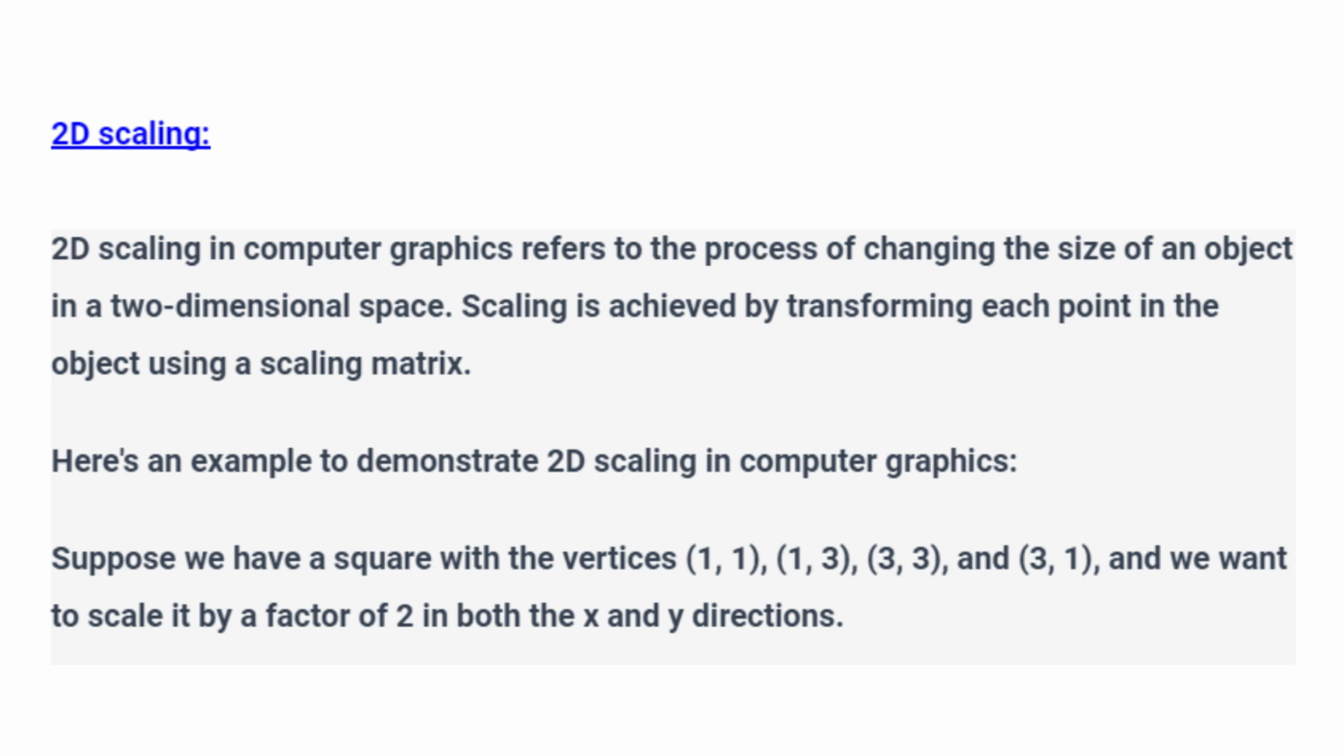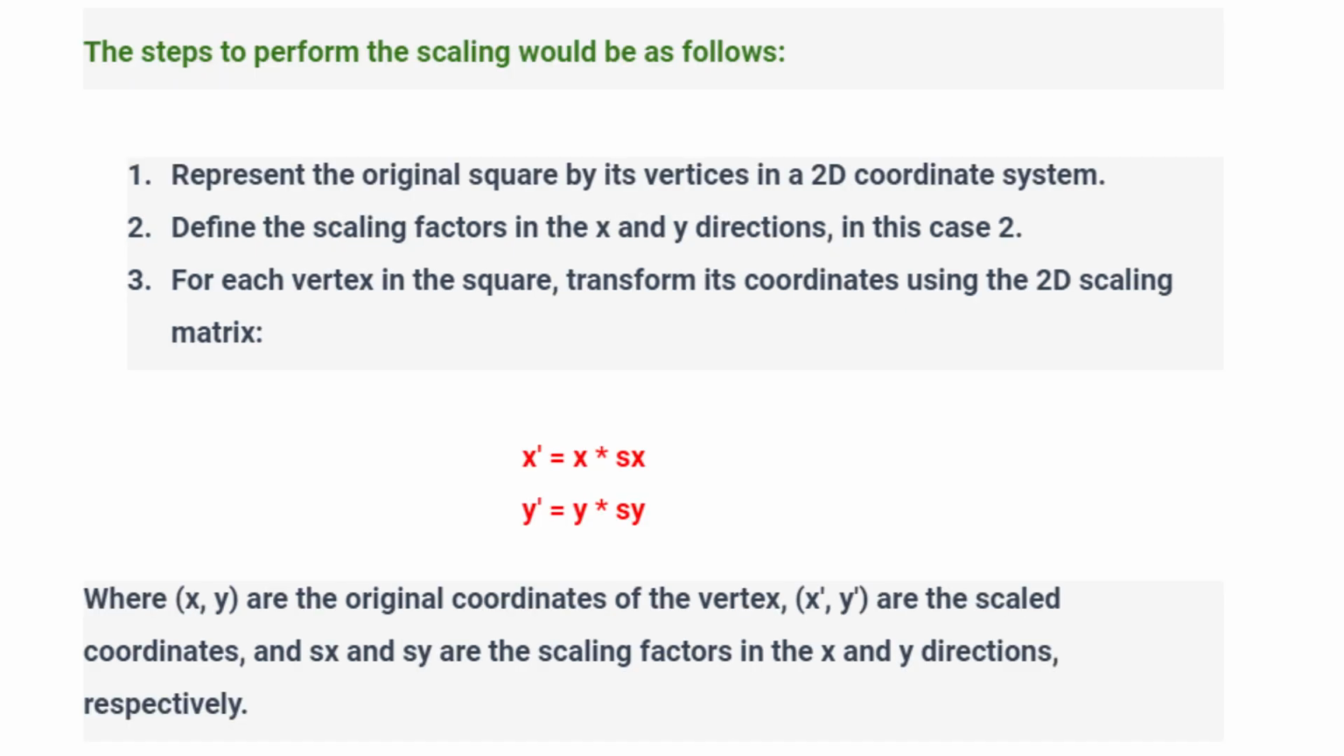Suppose we have a square with the vertices (1, 1), (1, 3), (3, 3), and (3, 1), and we want to scale it by a factor of 2 in both the x and y directions. The steps to perform the scaling would be as follows.